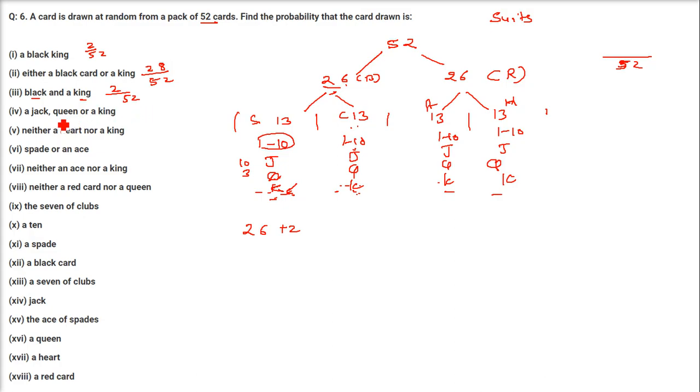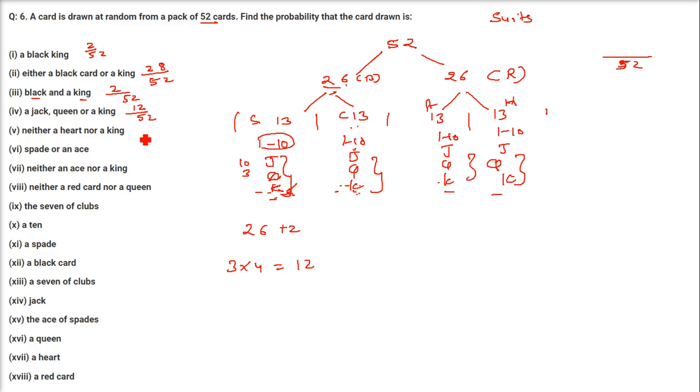A jack, queen or king. So we have how many? 3 here, 3 here, 3 here, 3 here. So 3 into 4, that is 12. Jack, queen and king. So 12 is the favorable cases and 52 is the total number of cases.